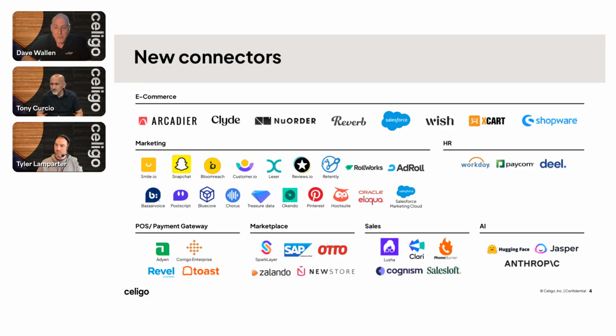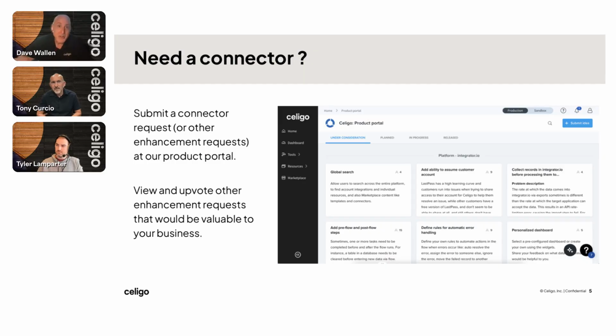For e-commerce customers, we've added connectors for a number of applications and marketplaces. And AI is a focus, as we've talked about before. So we've introduced connectors for Anthropic, Hugging Face, and Jasper AI. Again, you can find details on these and all of our new connectors in the release notes. And we were talking before, Tony, you mentioned there's a way for customers to share their ideas for connectors.